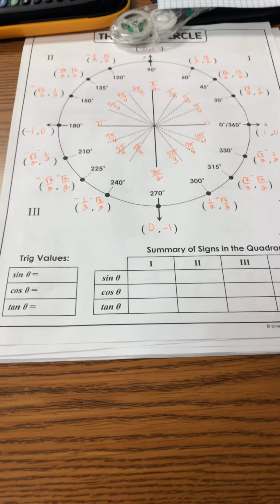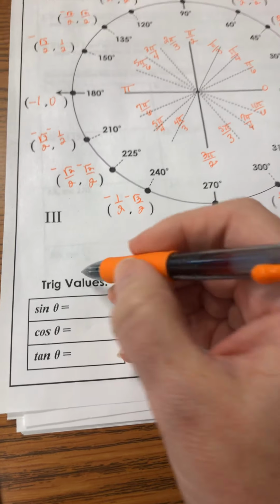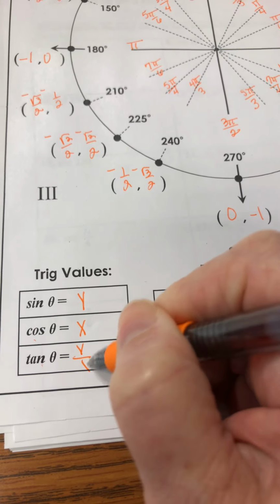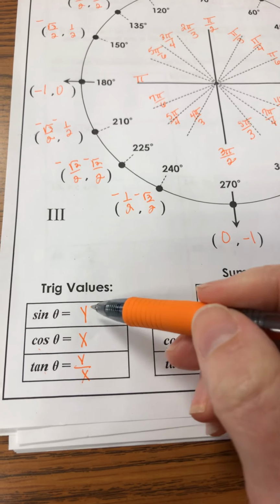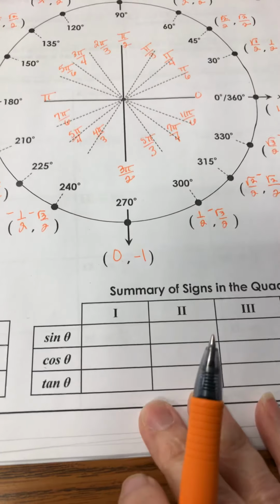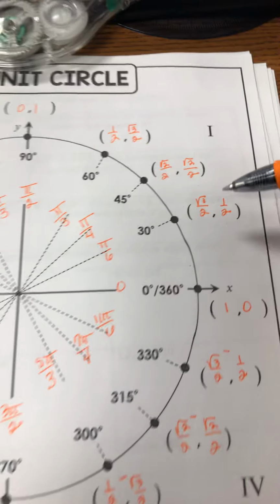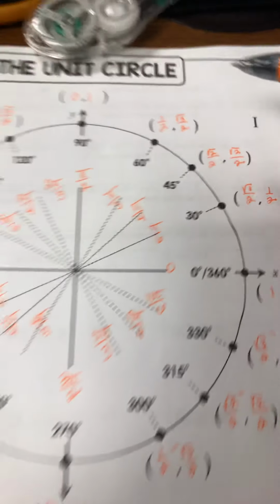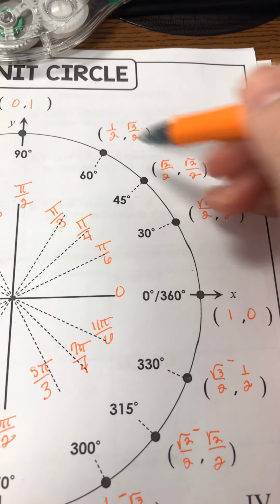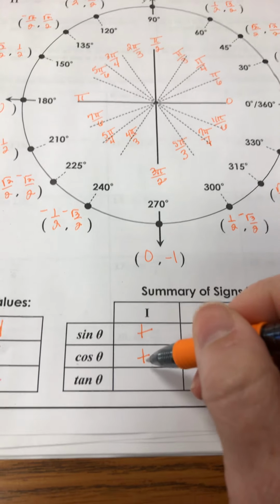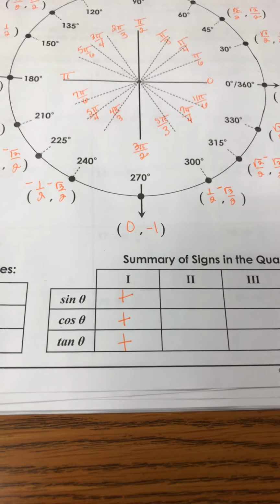Now down here, it's asking you, what are your trig values? Sine is y, cosine is x, tangent is y over x. Now this is with the unit circle because we know it's y over the radius, which is 1, x over the radius, which is 1. So if you look at quadrant 1, you're looking at sine. All of your sine values are what? Every single one of them in quadrant 1, positive. All of your cosine values, which are your x's, every one of them, what? Positive. And if you have y over x, positive over positive is a positive.